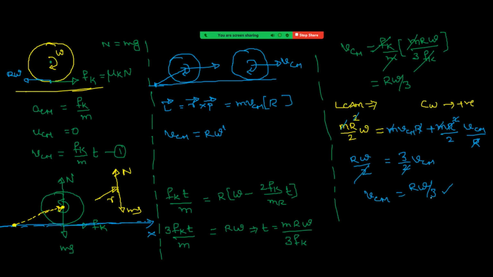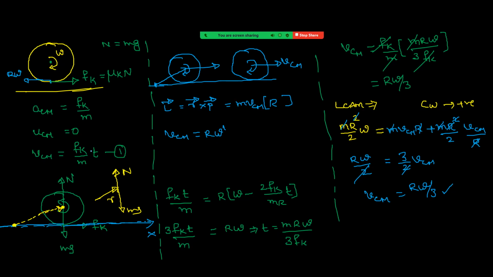Like this, we can calculate by using angular momentum conservation. This is by using kinematics. Suppose in this problem, if you want to find the time taken, by using angular momentum conservation first we get VCM. And once VCM is known, we know that VCM equal to ACM into T. Then we can find at what time rolling starts without slipping.